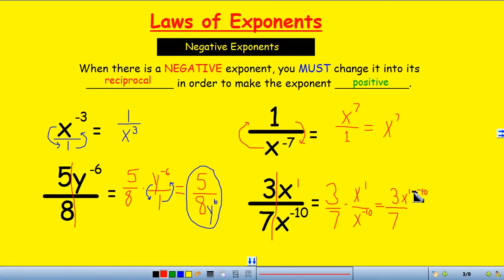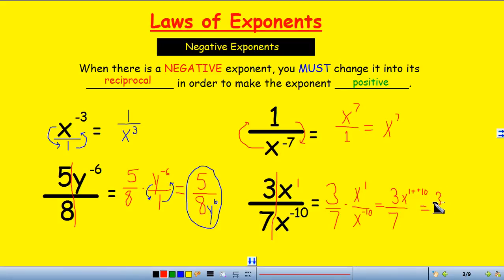Now, whenever we're subtracting, it's the same thing as saying plus the opposite, or subtracting the opposite. So we have 1 minus negative 10. Instead of having 1 minus negative 10, we're going to add the opposite. Okay, so that's the same as saying 3 times x to the 1 plus 10.